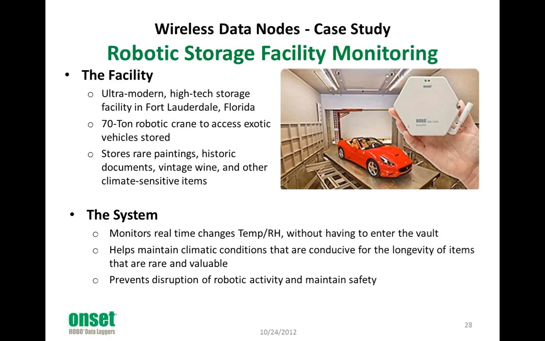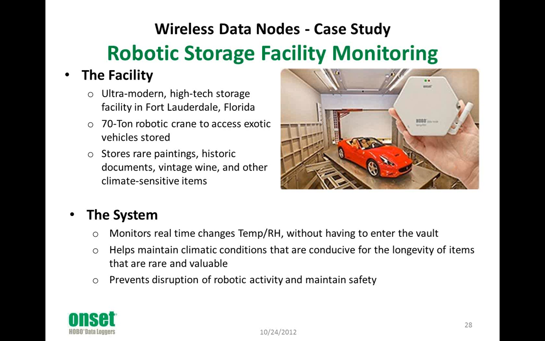Our first case study here is for a robotic storage facility. This is an ultra-modern, high-tech storage facility located in Fort Lauderdale, Florida, where exotic vehicles and rare paintings, historic documents, vintage wine, and other climate-sensitive items are stored. So we can see that this is important to monitor temperature and relative humidity. There's a lot of money being stored here in artifacts and people's possessions.